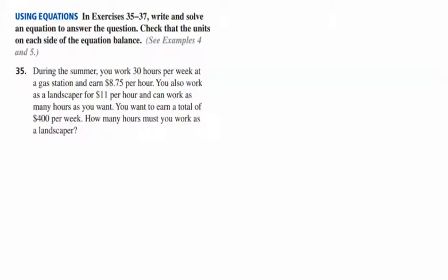And it says at a gas station you earn $8.75 per hour. But here we're not trying to figure out how many weeks you worked at the gas station, nor how many hours you worked at the gas station. We're told you worked 30 hours for $8.75 per hour. And so if we were to multiply those out, we'd get $262.50. What is that? That is your earnings for 30 hours work at the gas station.